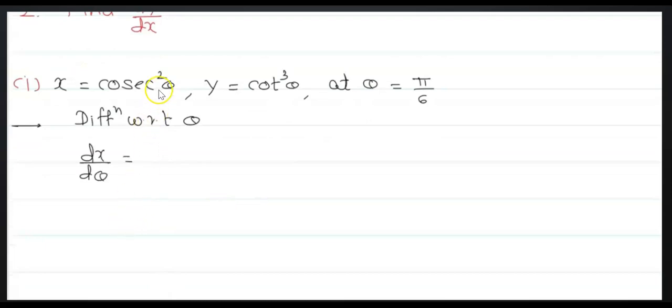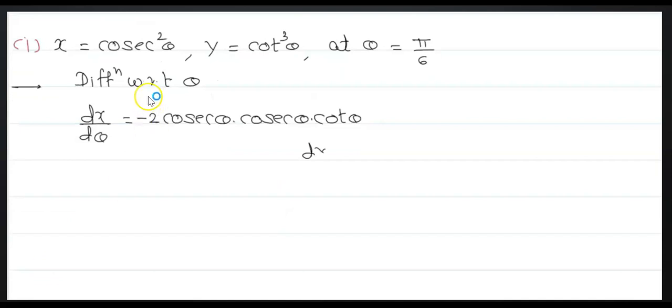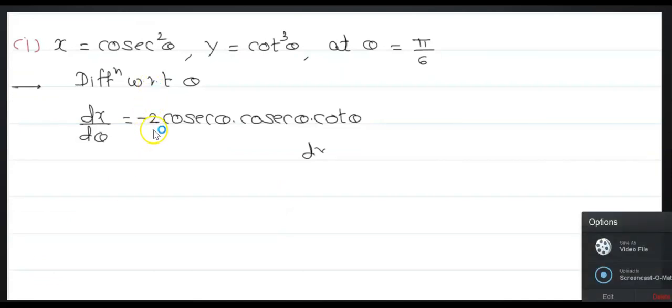dx upon d theta of cosec square theta is 2 cosec theta into the derivative of cosec theta, which is minus cosec theta cot theta. That's why there is a minus sign. Again, dy upon d theta is 3 cot square theta into the derivative of cot theta, which is minus cosec square theta.